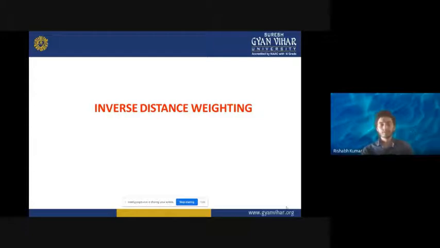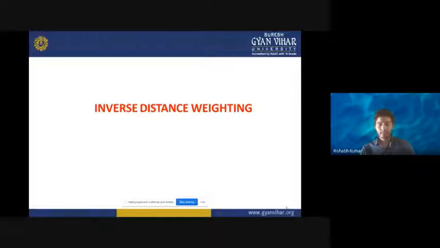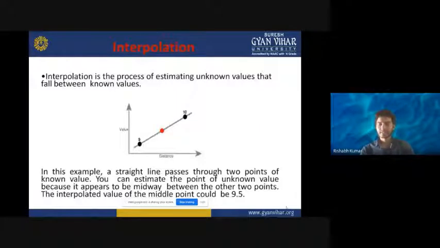so as you know, in the previous session, we learned about, or got a brief overview of, many different methods of interpolation, right? And inverse distance weighting is one of them. So first of all, let us do a quick recap. What is interpolation?